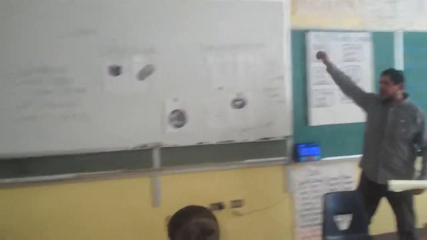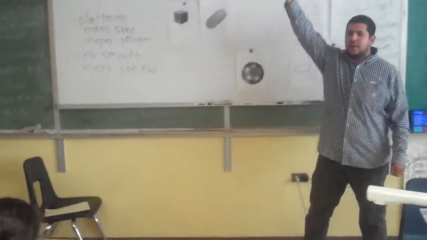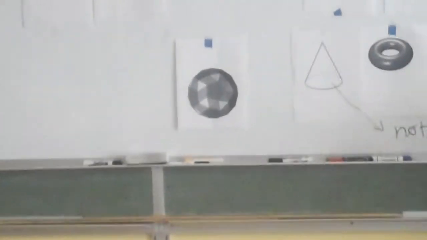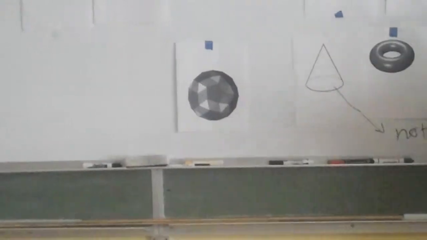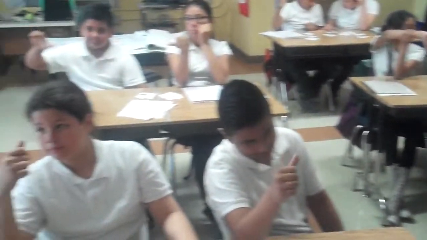Thumbs up if you think this sphere-looking thing goes under polyhedron. Thumbs down if it goes under non-polyhedron. We're looking at this one here. So thumbs up if it goes polyhedron. Thumbs down non-polyhedron. And if you're not sure, just thumbs to the side. Not really sure? Okay, so we're gonna see who can convince the class.